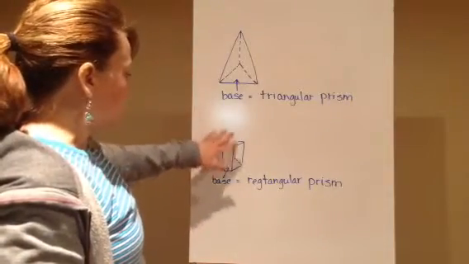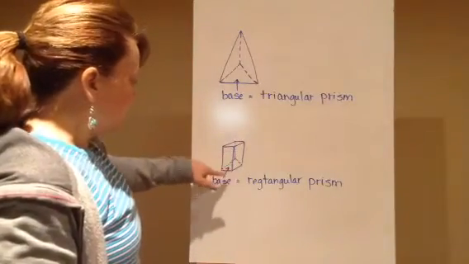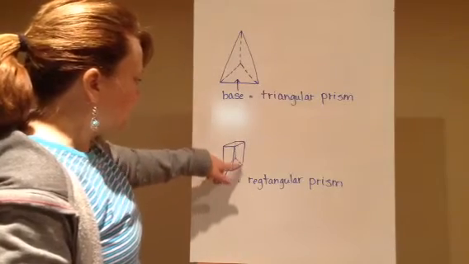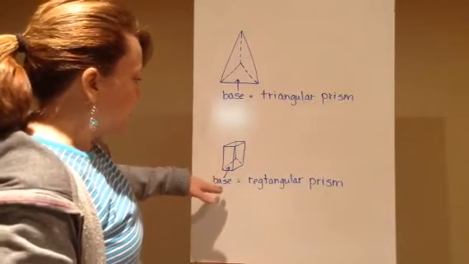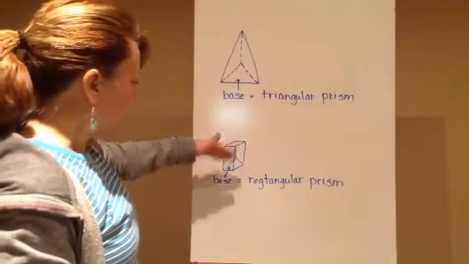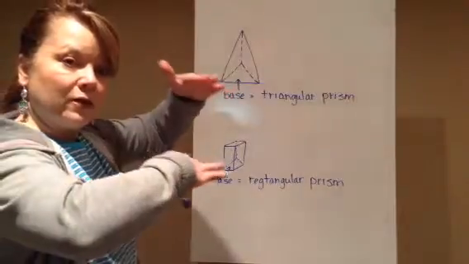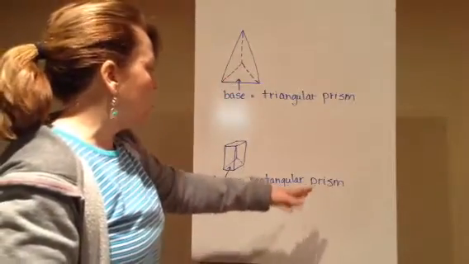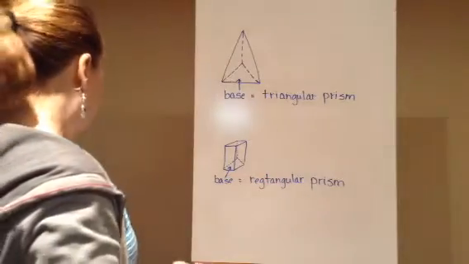And then down here at the bottom, and this is not a very good diagram, I apologize for my drawing, but this base is basically a rectangle shape, and then we have a rectangle shape on top, so those bases are parallel to one another, so that makes this a rectangular prism. Okay?